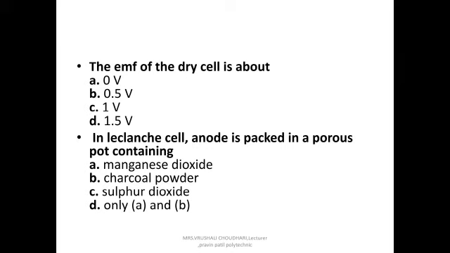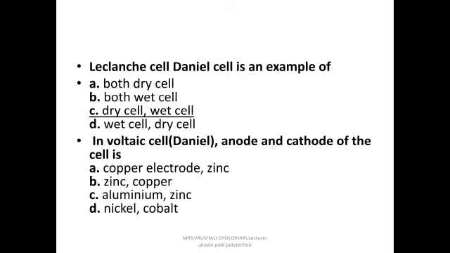It is also called a Leclanche cell, where the anode is packed in a porous pot containing manganese dioxide and charcoal powder. So we have to select option D, where A and B both are applicable. Leclanche cell is an example of a dry cell. Daniell cell is an example of a wet cell. In a Daniell cell, anode is made up of zinc, cathode is made up of copper.